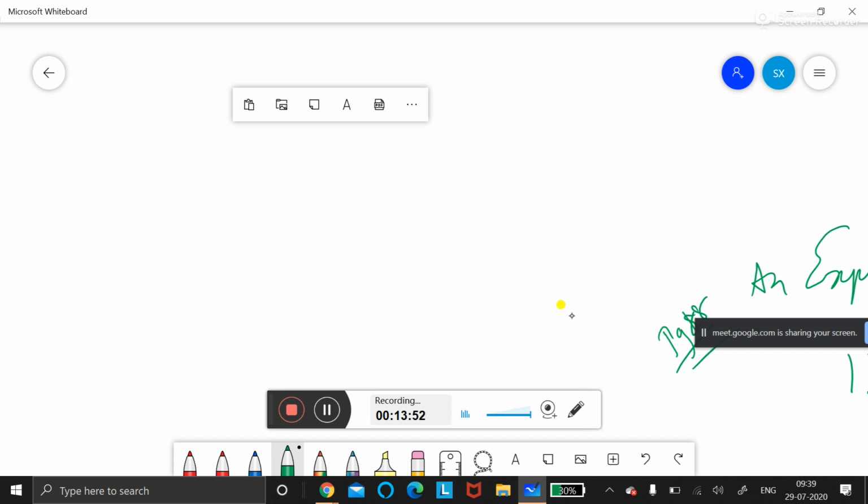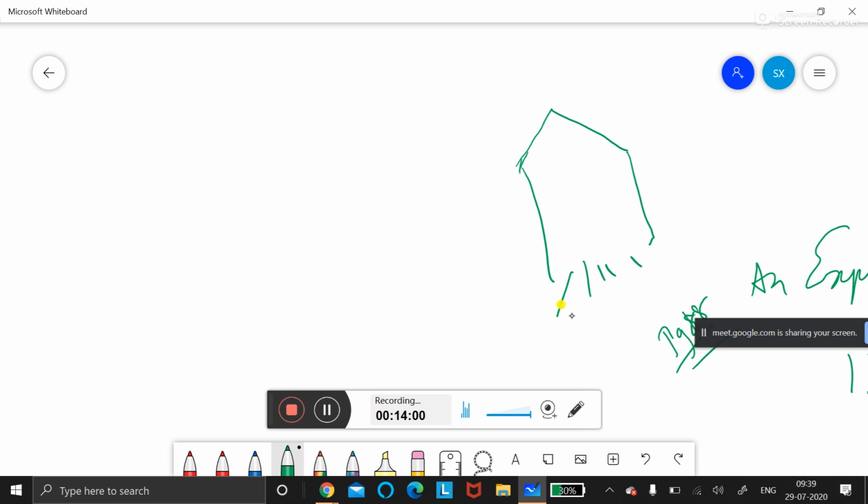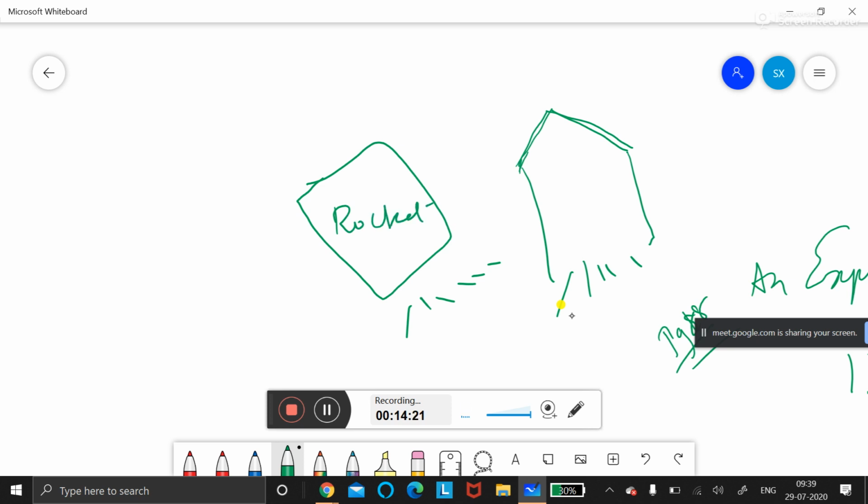Now, a rocket is streamlined. In a rocket you have a shape like this, a conical, sharp shape. Why is this shape given? In order to tear the air. It will just cut through the air and go.